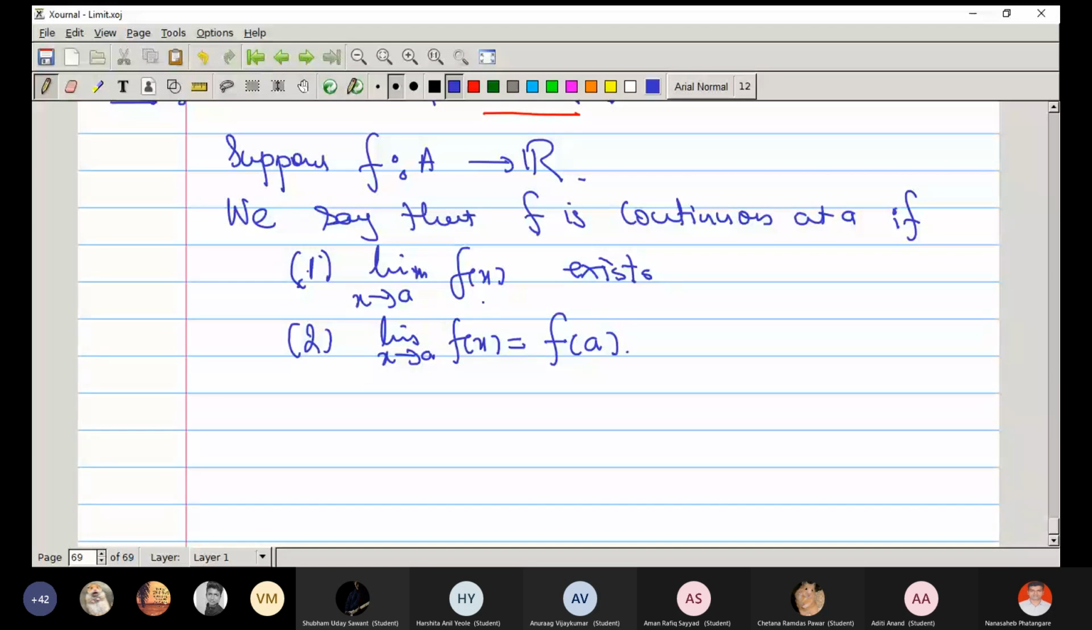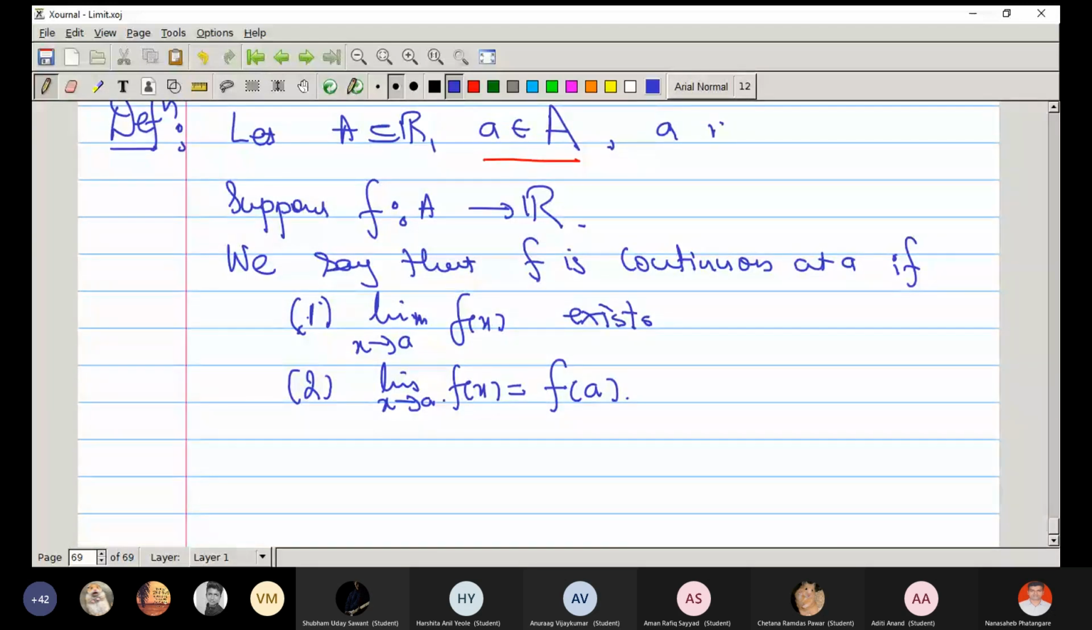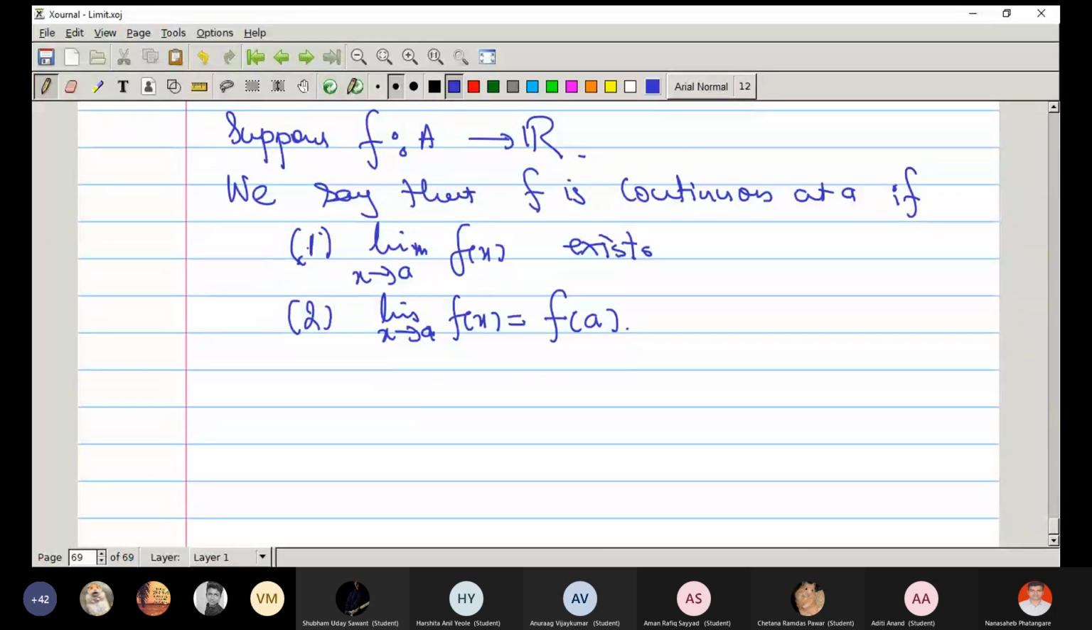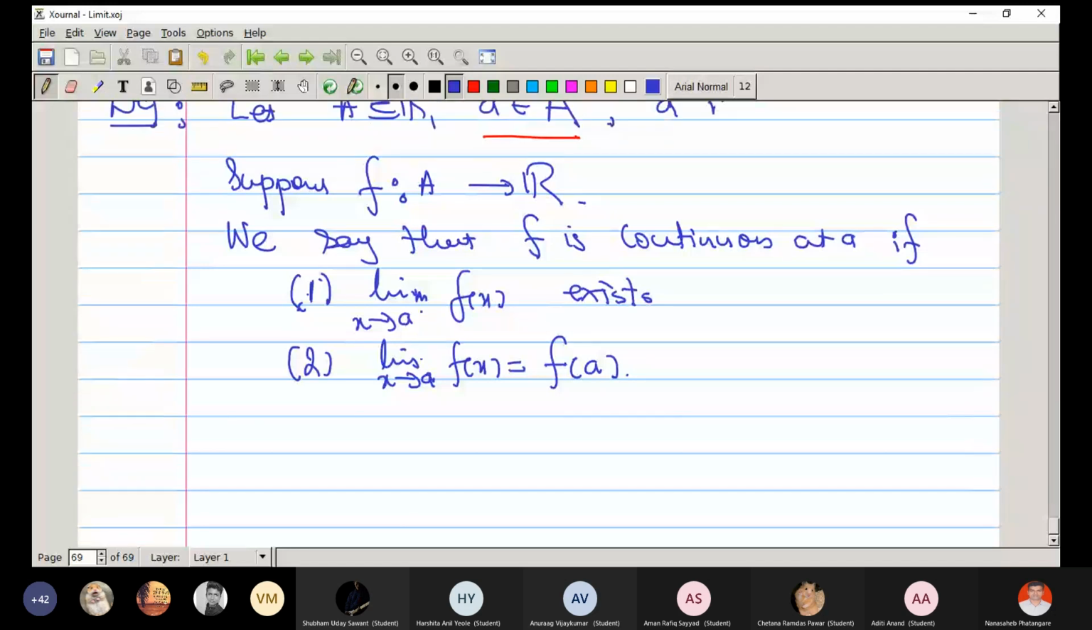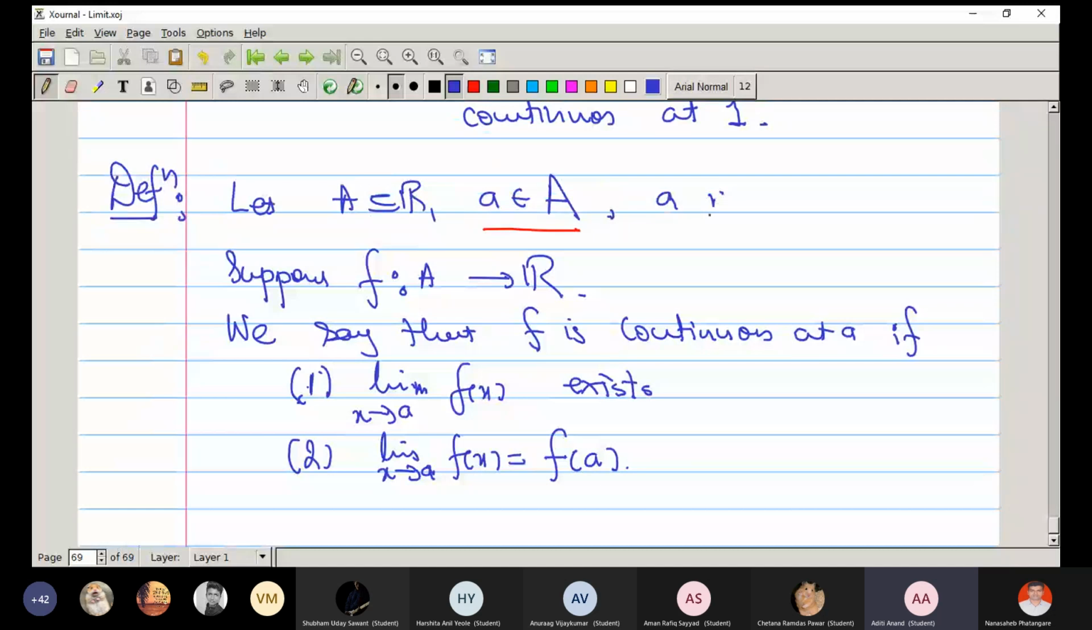This is what we mean to say the function is continuous at a. That is what we observed from the previous example. But here when we talk about limit at a, when can we talk about limit at a point? What is the restriction? What is the condition that we should put in the definition? X should be in the delta neighborhood of a. No.